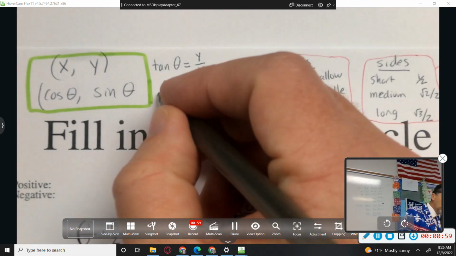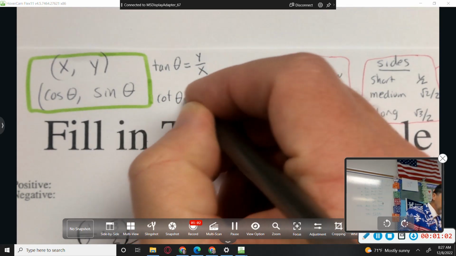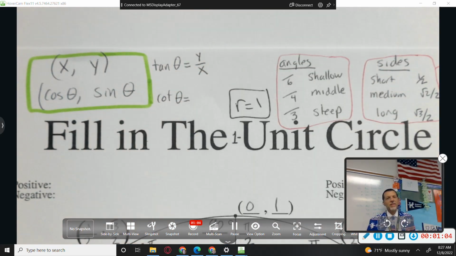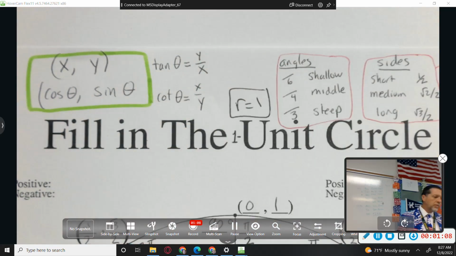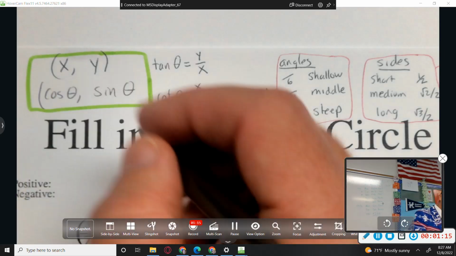Well, if tangent is y over x, what's cotangent? X over y. So kind of the same thing. Go to the angle, grab the x, and grab the y. That still leaves two more trig ratios we haven't talked about.